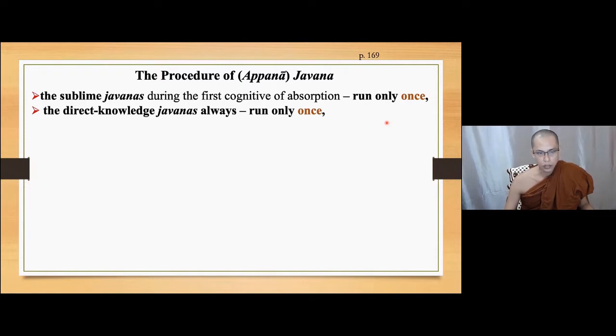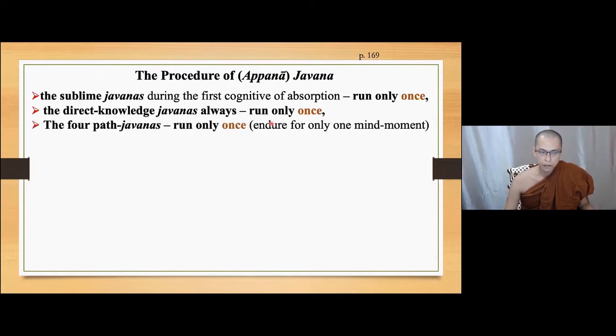Then the direct knowledge, abhinna javana, also runs only one time. Then the four path javana, magga, only one time. So we have to keep this information in our mind before we study the process in the meditation attainments. Those javana run only one time, arise and pass away one time, and do not repeat.